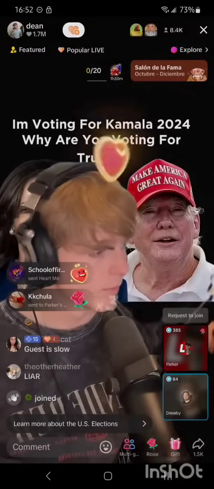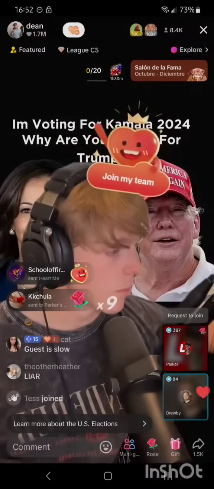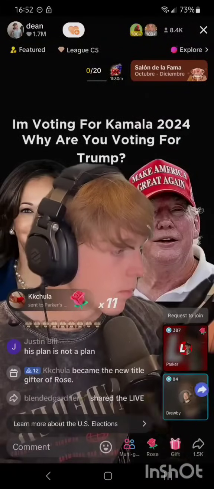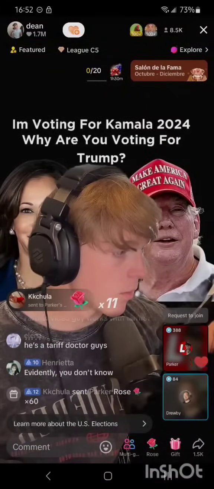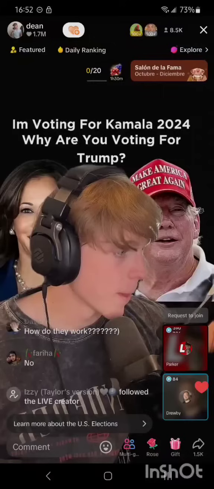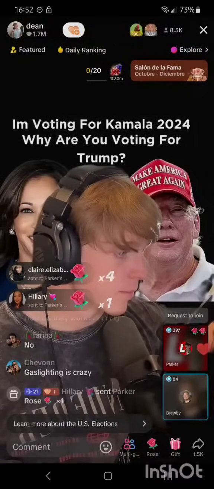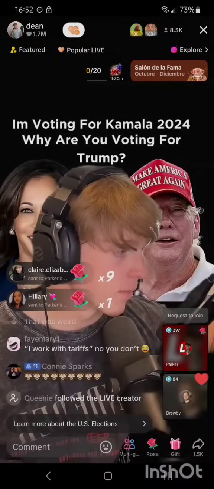So how his plan would work is if he increases them significantly, it would bring more manufacturing, more goods made in the U.S. So we would pay less on those goods if they're made from the U.S.